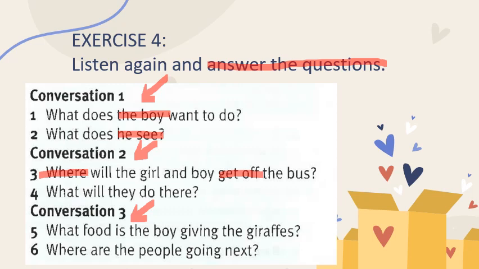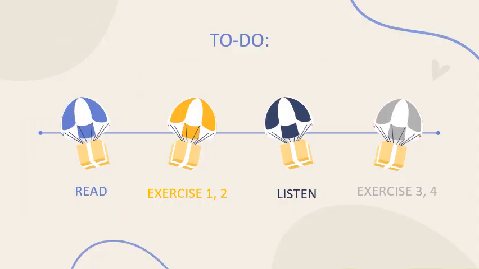Okay, and then what will they do there? Okay, look for keywords macam tu. What is it that the question wants? Okay, so you do sampai number 6. Okay, so that's all. We have just read the web page just now, okay, and then you need to finish exercise 1 and 2, and then we have listened to the 3 conversation, and your job is to finish exercise 3 and 4. That's it.